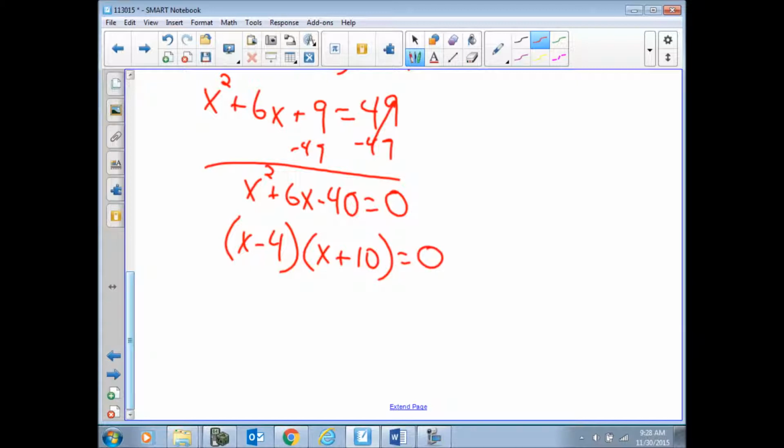So what are our answers going to be now? x equals 4 and negative 10. So x equals 4, x equals negative 10. Now, as far as the check is concerned, number 2.